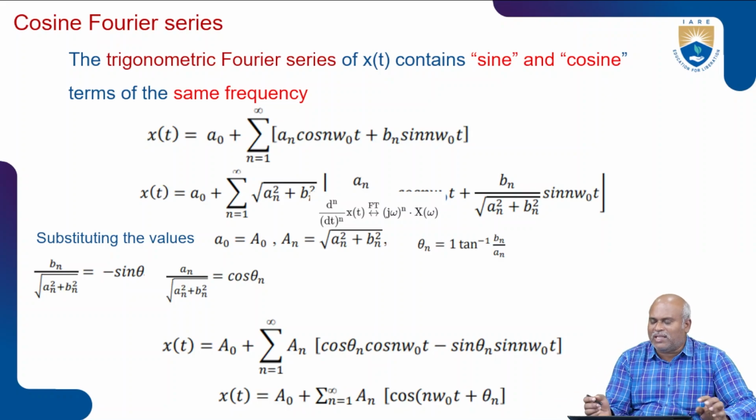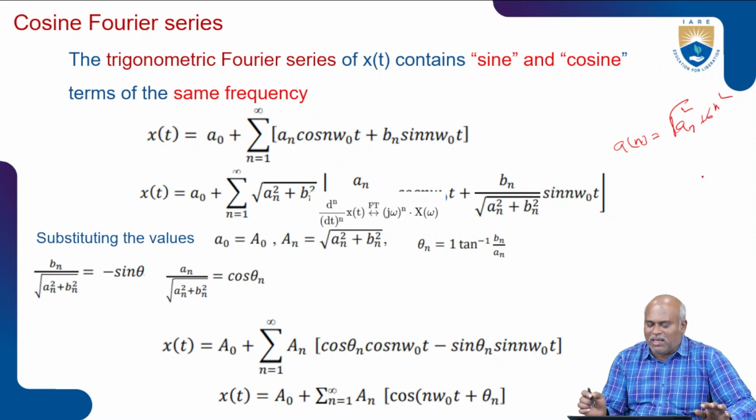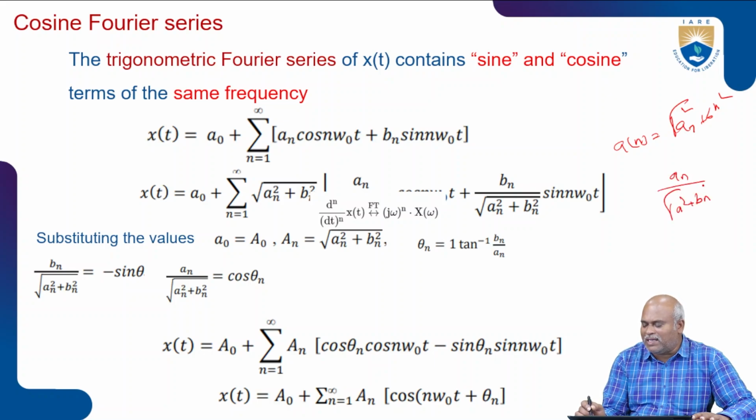For a0 there is no problem. Then an I write as root of an square plus bn square taken out. What is the remaining part? an divided by root of an square plus bn square, multiplying the cos term, and the next term plus bn divided by root of an square plus bn square, multiplying sin n omega 0 t.